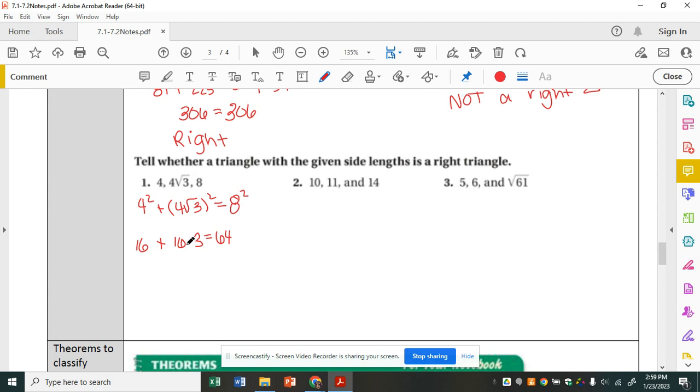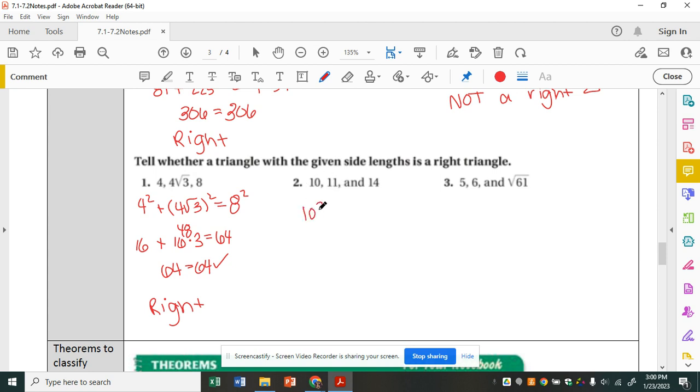16 times 3 is going to be 48. So 16 plus 48 is 64. I get 64 equals 64. They're equal, so this means that a triangle with those 3 side lengths would be a right triangle.